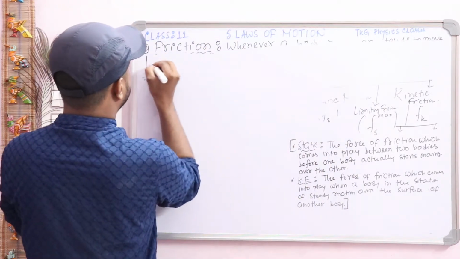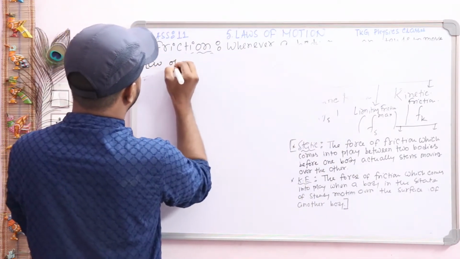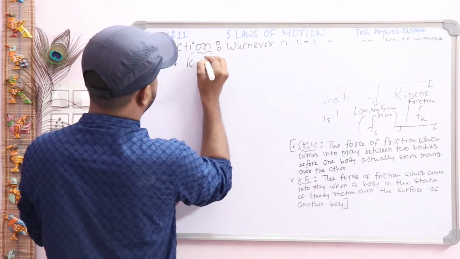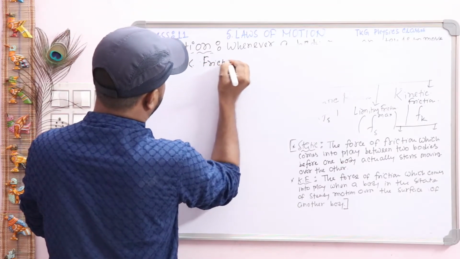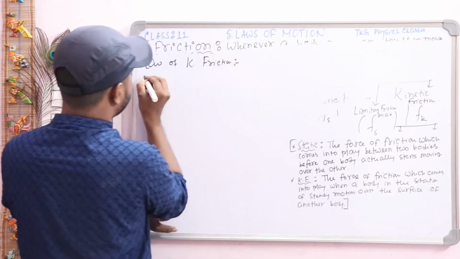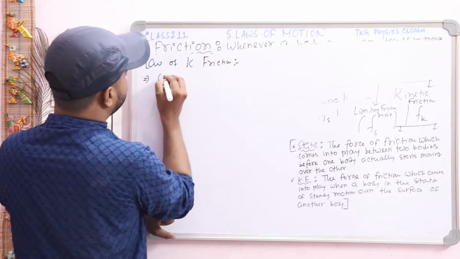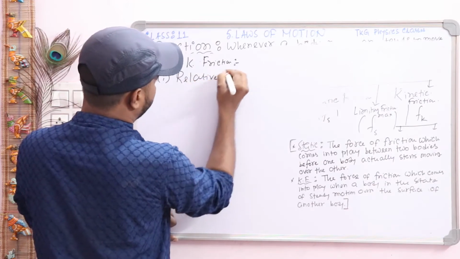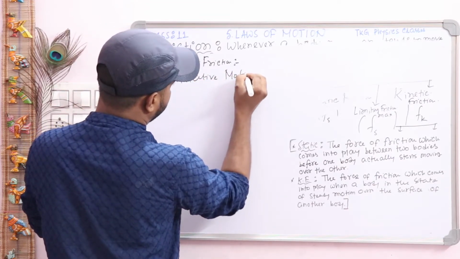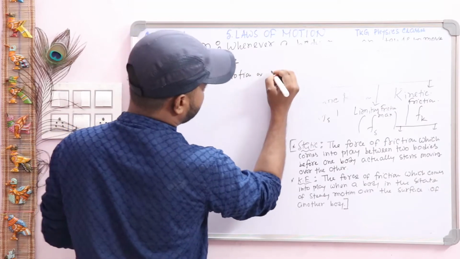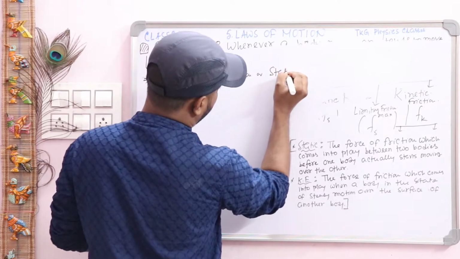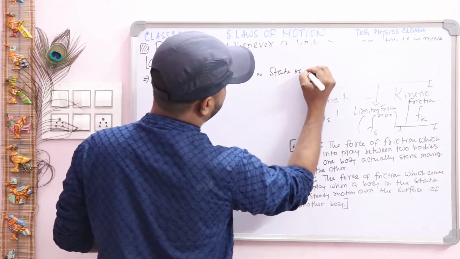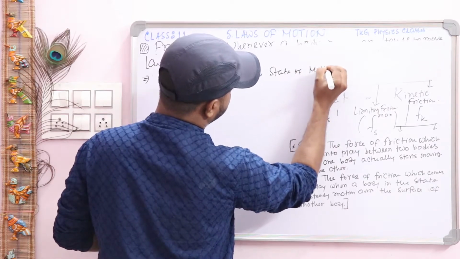Law of kinetic friction. So kinetic friction arises, our first condition, when there is a relative motion. When there is a relative motion, this is the first condition. Or you can say the body is in the state of motion.